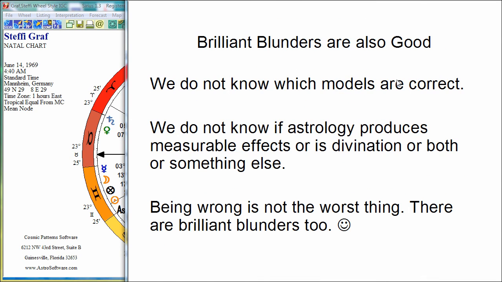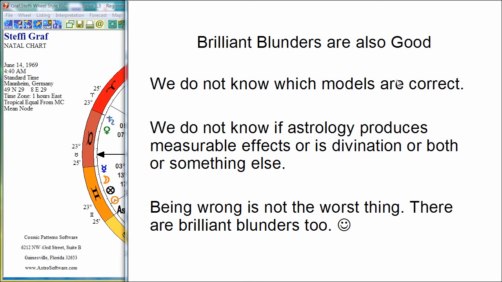Last thing I want to say is that somebody may be right and somebody may be wrong. Maybe whole sign houses are right and quadrant house systems are wrong, or they're all right in different ways. We don't know which models are correct. We don't know if astrology even produces measurable effects or if it's divination. There are different points of view.